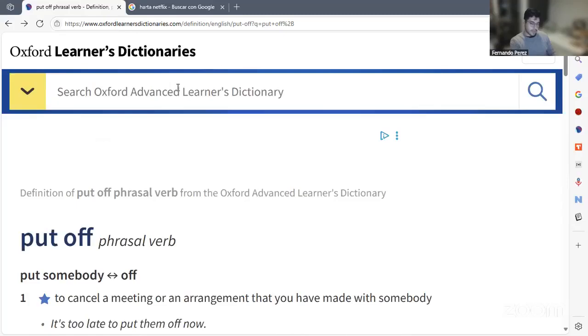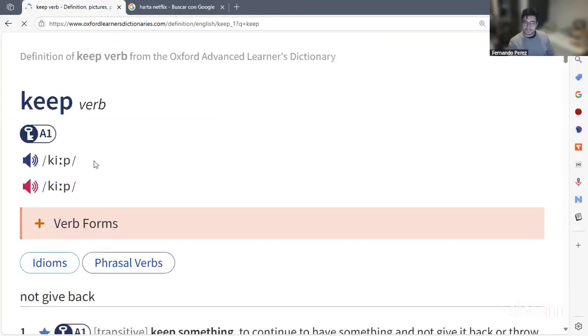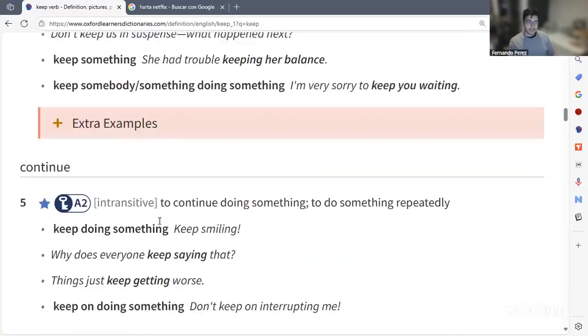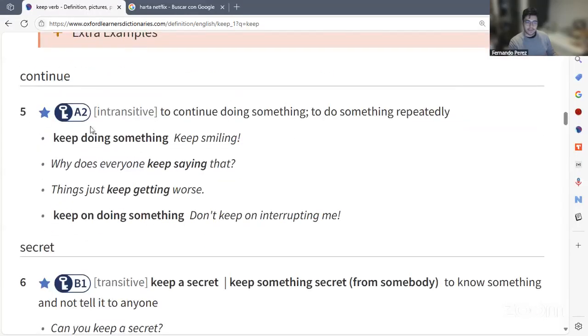I'm going to help you with the verb keep. But we are going to go to the definition number 5, which is continue doing something. And both verbs, continue and keep, need an ing. Keep smiling. You see? Things just keep getting worse. Keep getting, ing.